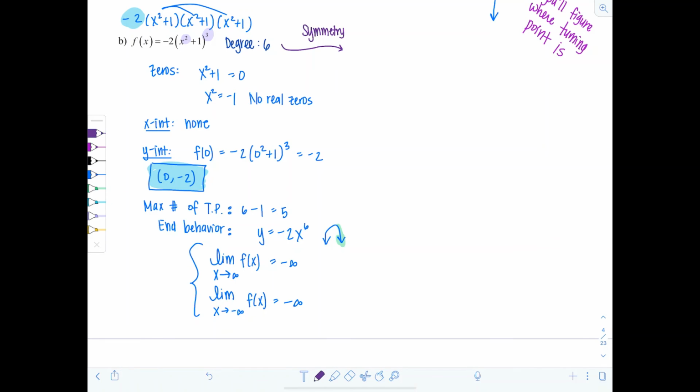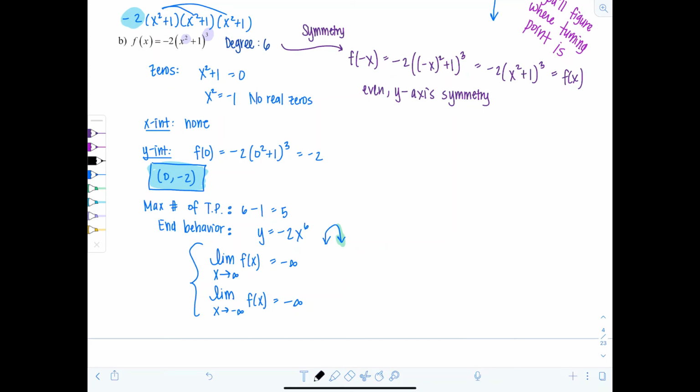And I'm going to replace x with negative x in this function. So f of negative x. Sorry, I said it backwards. That's going to be negative 2 times negative x squared plus 1 cubed. And that's going to give me negative 2 times x squared plus 1 cubed, which is f of x. So that means this whole function is even. So we have y-axis symmetry.